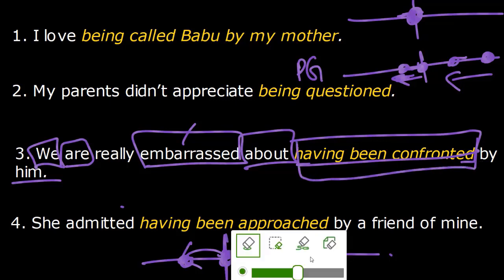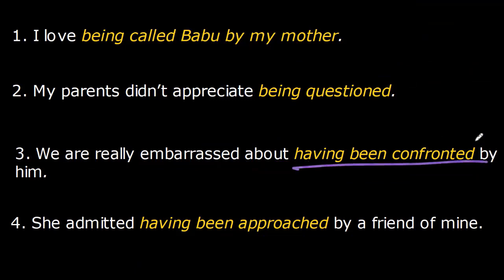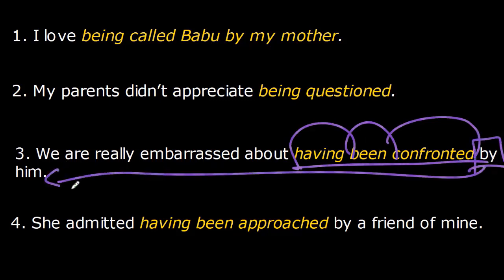All right, let's remove everything. This is my gerund in the perfect form. Having been confronted, and this is the doer. By whom? By him. I can also say we are really embarrassed about being confronted by him. This can also be said, and the meaning will be the same.